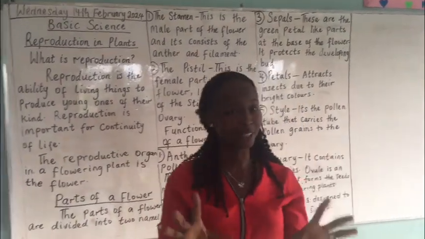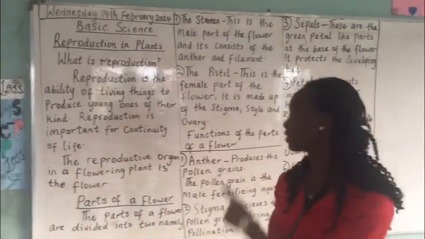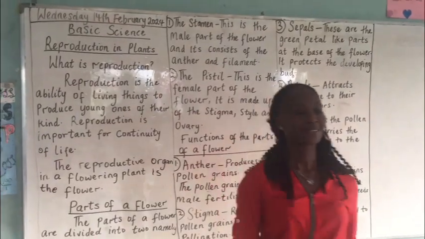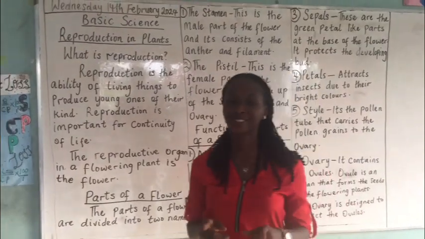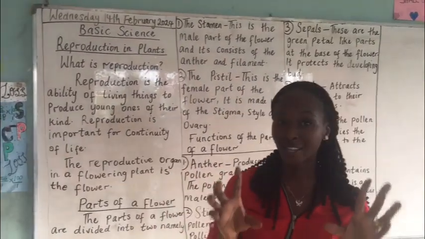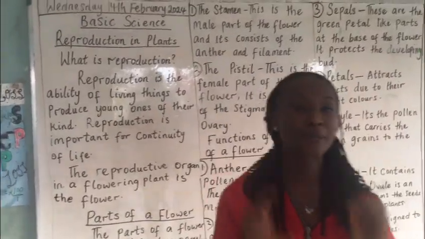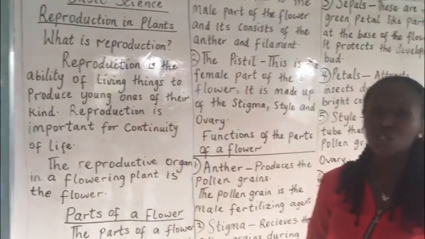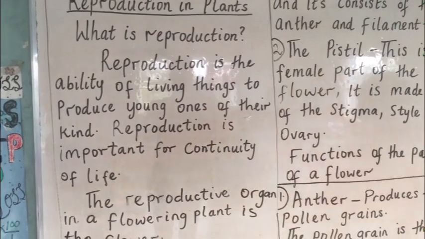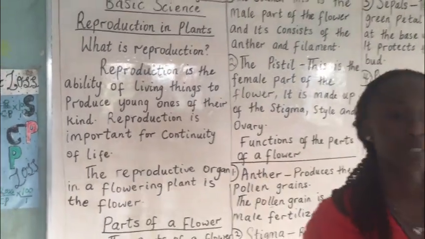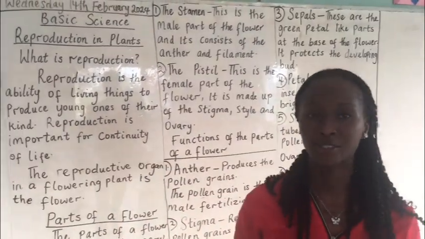Now today on Basic Science, I will be taking you on a topic titled Reproduction in Plants. Before I go further, you might be wondering what is reproduction. Reproduction is the ability of living things to produce young ones of their kind. The ability of living things to produce their kind is referred to as reproduction.